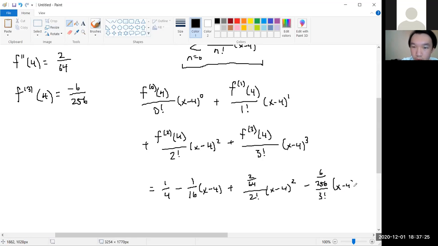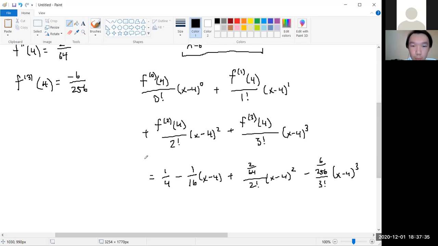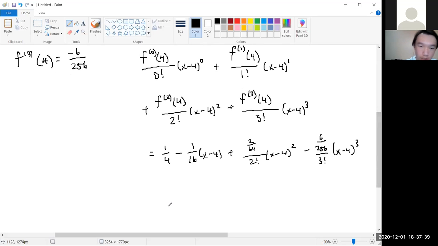X minus 4 to the third power. Okay, so there's your Taylor polynomial. We should probably simplify this. So this is 1/4. This one's simplified. And then 2 over 64 divided by 2 factorial.